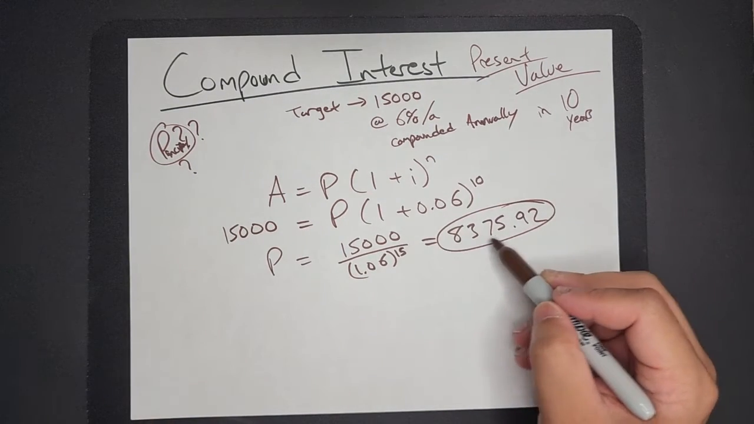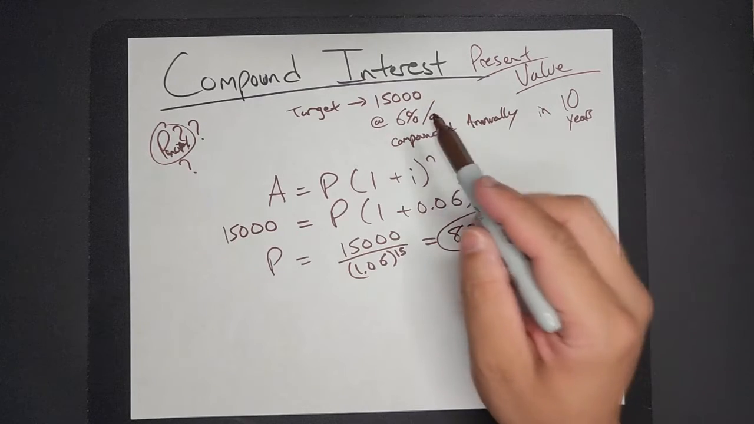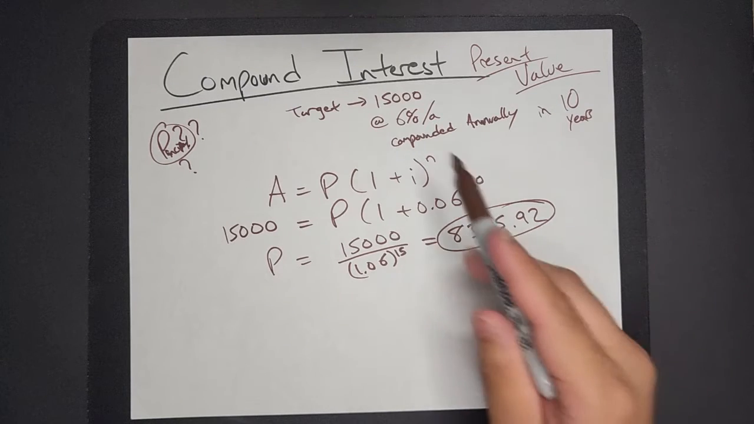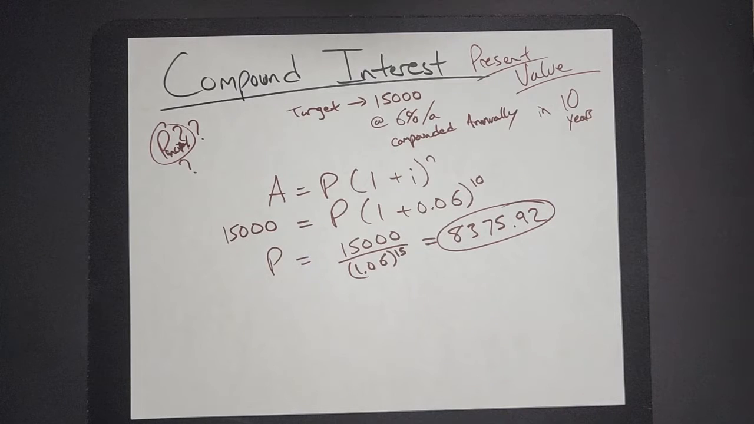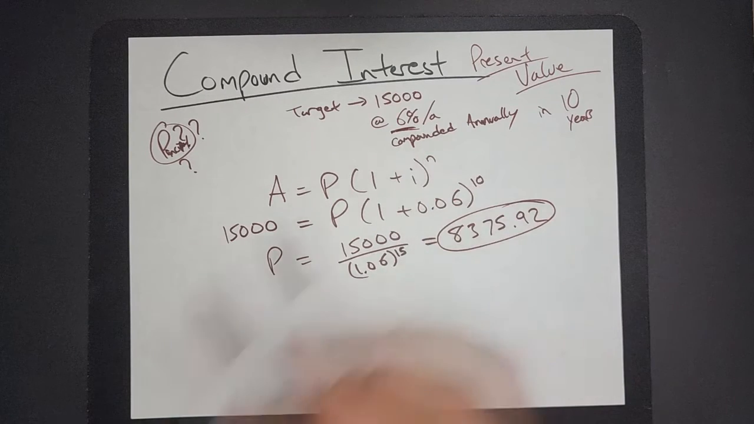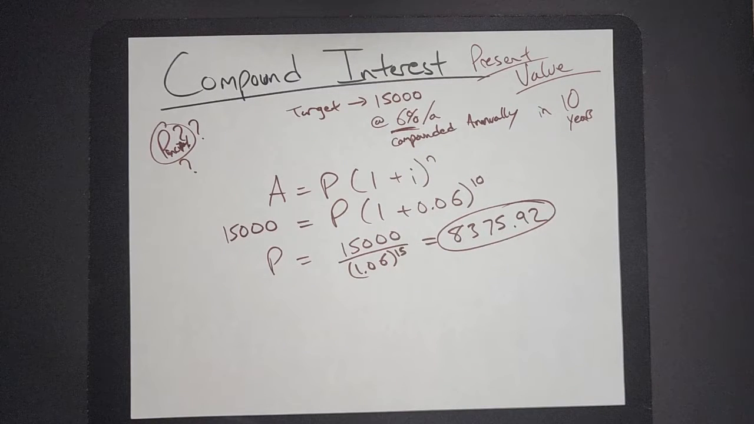If you invest $83.75 today and you make 6% interest compounded annually, in 10 years you'll have $15,000. That's kind of what people say to do with the stock market. Invest your money into the S&P 500 index, which has a historical return of 6%. Or was it 10? I can't remember. But yeah, 10 years, that's basically the number you're going to be looking at.